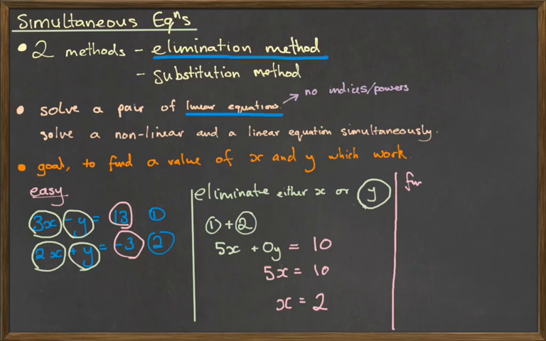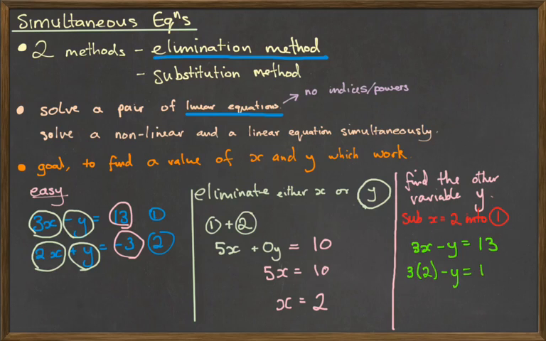Now that we've got the value of x, we find the other variable. The variable here is just x or y. So we're going to find the value for y. We're going to use x is 2 and substitute that value in equation 1. Equation 1 was 3x minus y is 13. So we're going to replace x by 2. So 3 lots of 2 minus y equals 13. That means 6 minus y is 13. So y, therefore, 6 take away what is 13? Well, y has got to be minus 7.